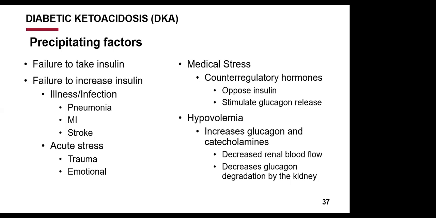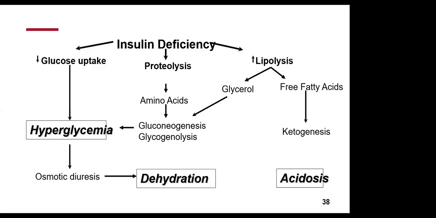All those can precipitate DKA. And also things like acute stress, medical stress, and hypovolemia. All these can precipitate ketoacidosis. This was basically about how it comes about.